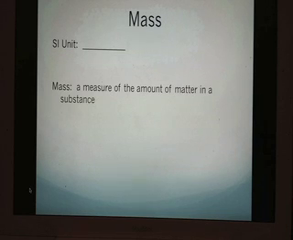Well, let's talk about mass first of all. What's the SI unit for mass? Right, kilograms, kg. Mass, and I want you to know this definition, is a measure of the amount of matter in a substance. So we've been using electronic balances in our lab, and one electronic balance that we've used are the tiny little ones, called pocket balances, that were precise to a hundredth of a gram. We also have other balances that we're going to be using that aren't quite as precise.